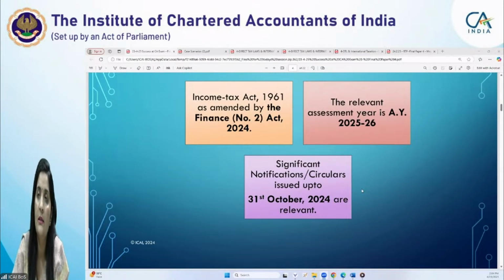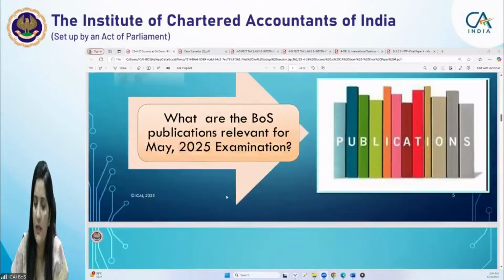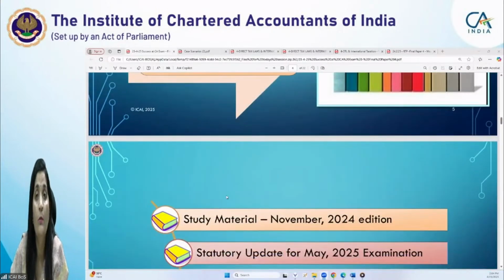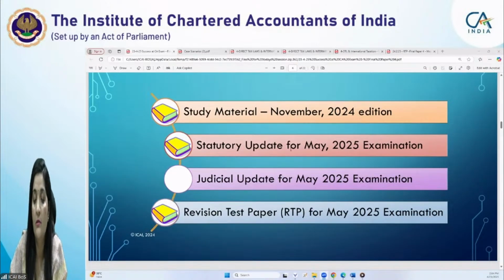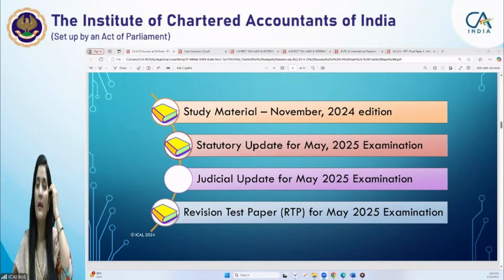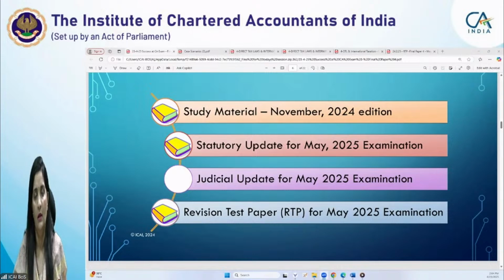But for this paper, there is a judicial update, which I have already shown in the last session also, for the May 25 examination. Please download that judicial update for the purpose of your May 25 exams. Apart from this are the BoS publications. You are already aware that the study material is one of the most important things. Please study from the latest study material only, which is relevant for the particular examination. As of now there is no separate Statutory Update, but we have covered one notification, a few notifications and one circular in your RTP.